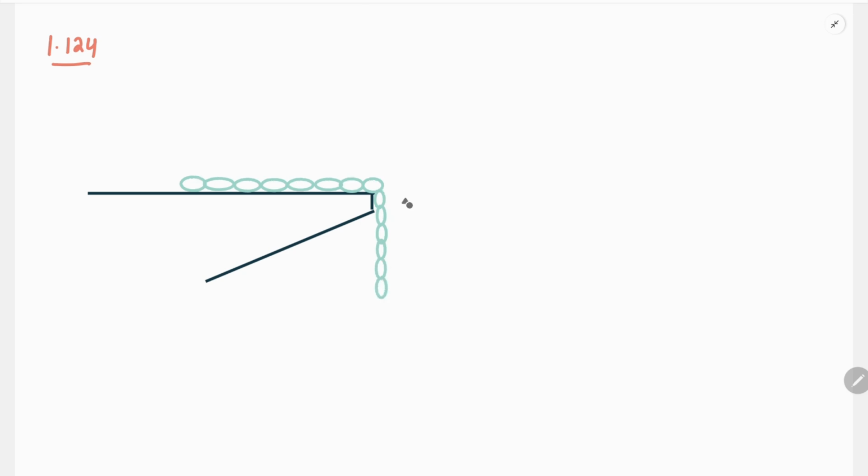So according to the problem, the 1/3 length of the chain is hanging, and hence I can say that the hanging part has mass m/3 and the resting part has mass 2m/3. The length of this part is 2l/3 and the length of this portion is l/3.